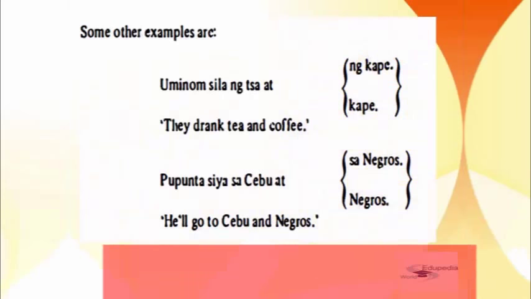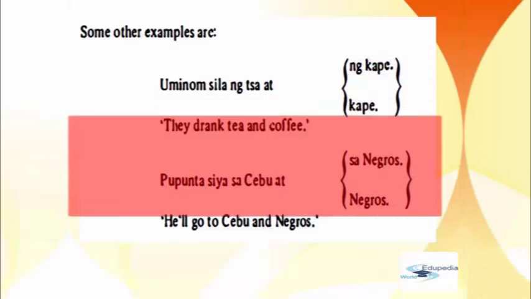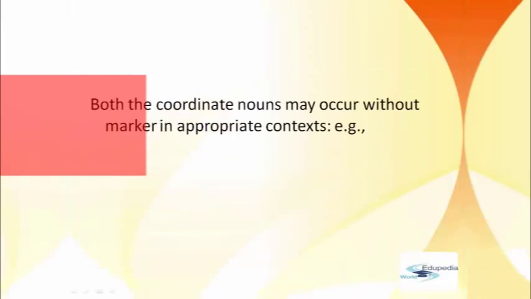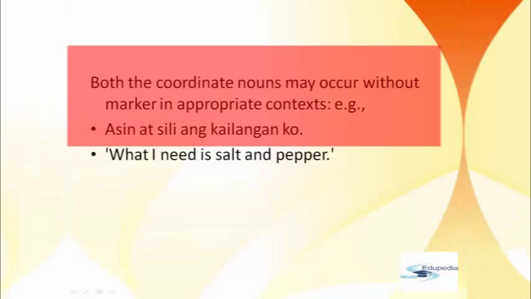Some other examples are, we have, uminom sila ng tsaa at ng kape. Uminom sila ng tsaa at kape. They drank tea and coffee. Pupunta siya sa Cebu at sa Negros. Pupunta siya sa Cebu at Negros. They go to Cebu and Negros. Both the coordinate nouns may occur without marker in an appropriate context. For example, asin at sili ang kailangan ko. What I need is salt and pepper.